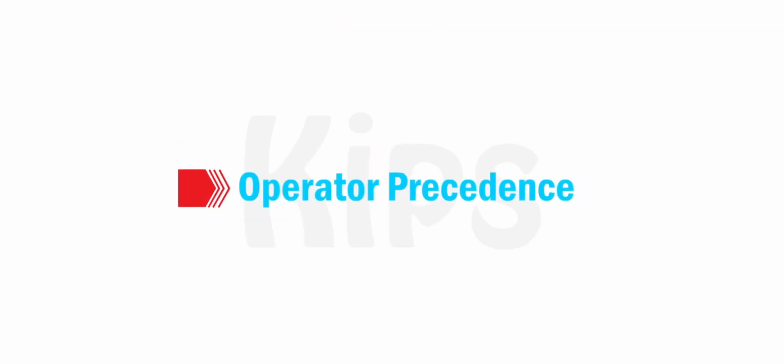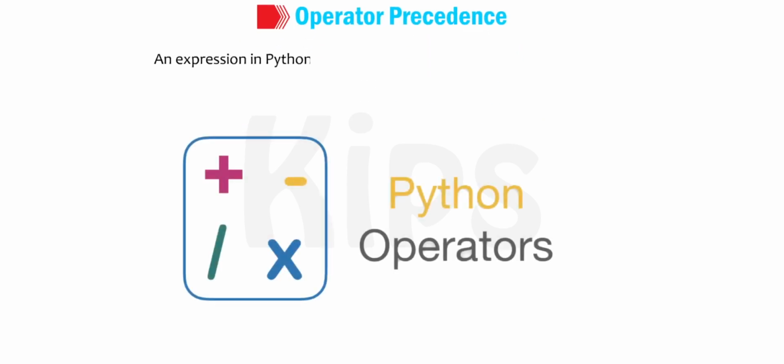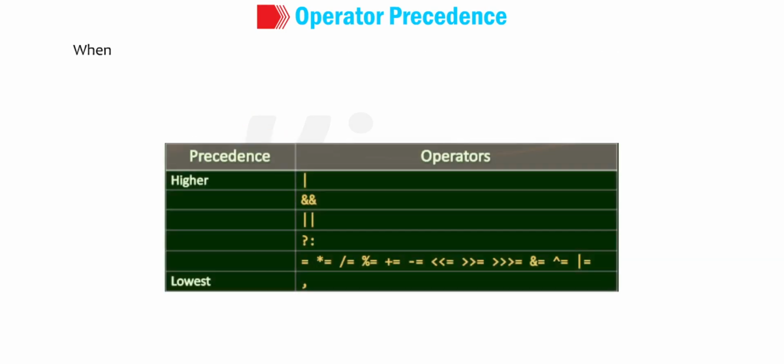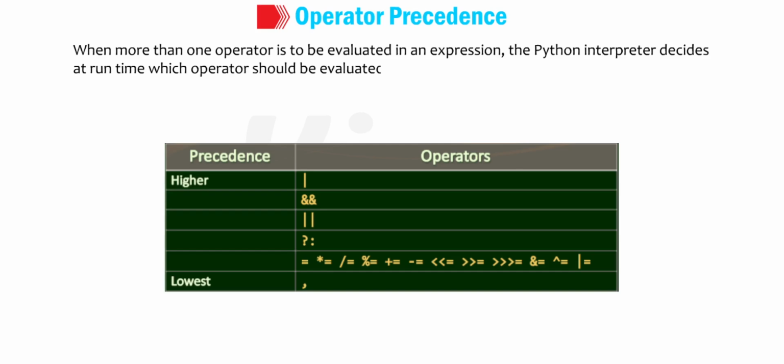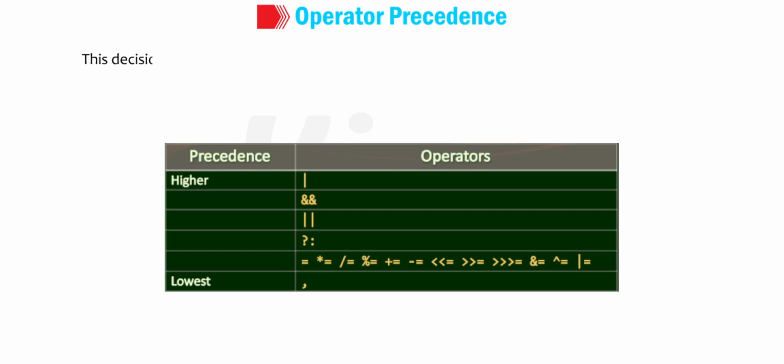Now let us know about operator precedence. An expression in Python may have more than one operator involved in it. When more than one operator is to be evaluated in an expression, the Python interpreter decides at runtime which operator should be evaluated first. This decision is based on the precedence and associativity of the operators as explained below.